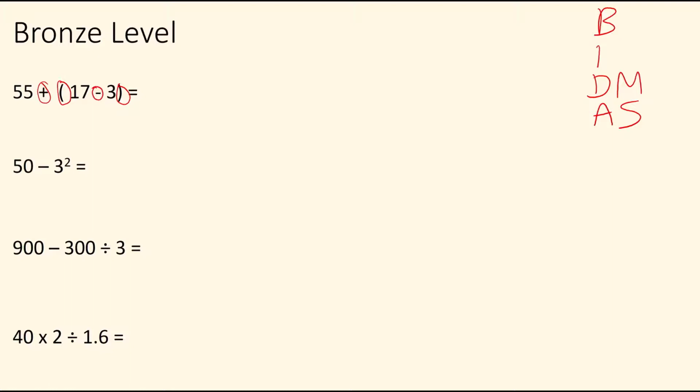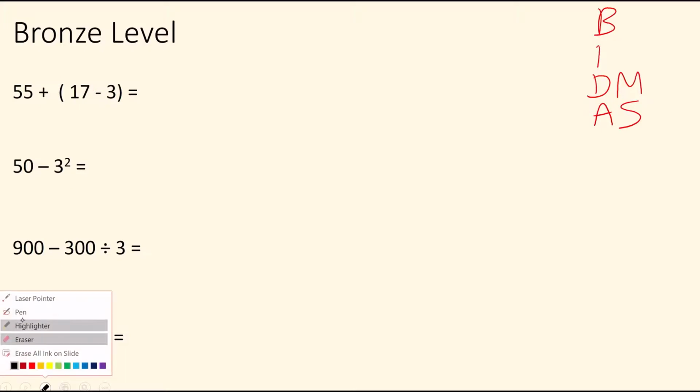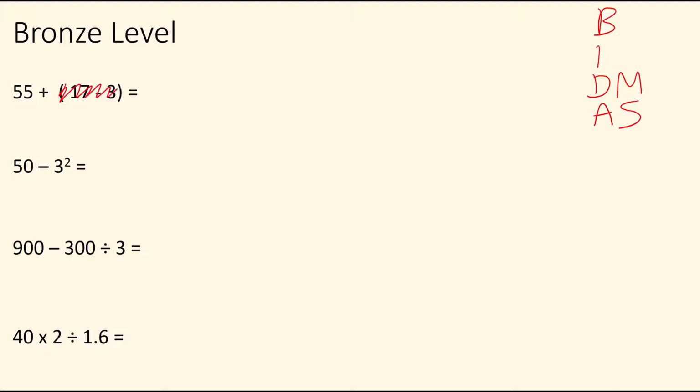So looking over at our BIDMAS here, what comes first? Well, B for brackets is right at the top. So before we even look at add and subtract, we're just going to take a look at these brackets first. So the brackets are telling us that what we need to do is actually take away. So 17 take away 3 is actually 14. So this can now be replaced with 14.